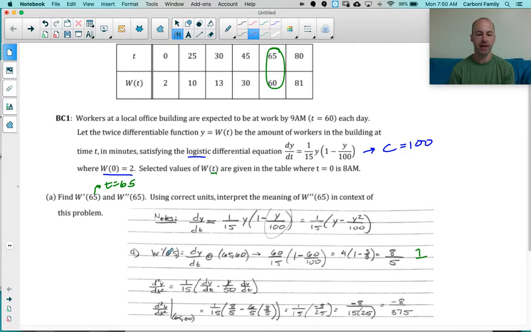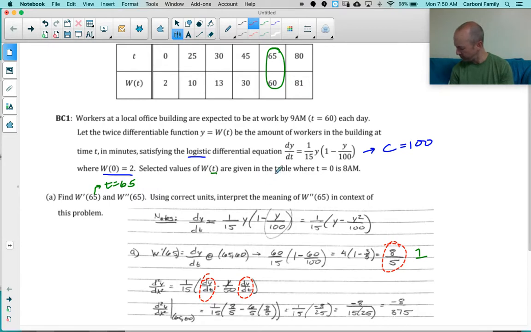And they didn't ask you to write an expression for the second derivative, only to evaluate it. And since I have already established what W prime of 65 is, I can plug that 8/5 right here in for the dy dt's, because I know that that's equal to 8/5. And then I have to plug in 60 for my y, which reduces to 6/5. And that ultimately cleans up to -8 over 375.